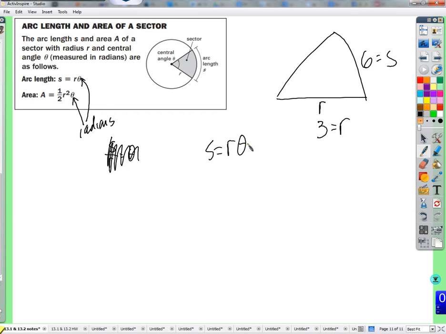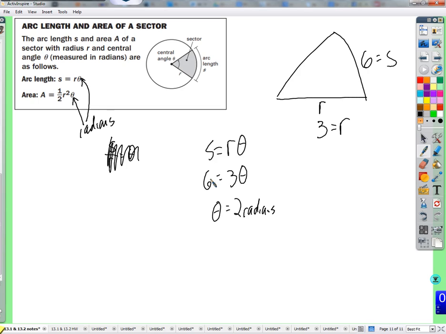So we take S equals R theta. We plug everything we know in there. 6 is equal to 3 theta. So theta is equal to 2. 2 what? Radians. 2 radians. If we put this back in, 6 does equal 6, which would confirm that we were right about finding theta to be 2. 6 would be equal to 3 times 2 radians. 3, what? Like, inches or meters or whatever. So 3 inches times 2 radians gives us 6 inches.